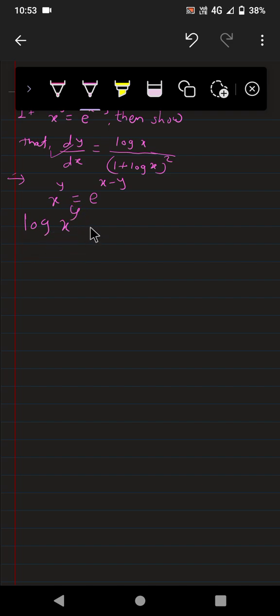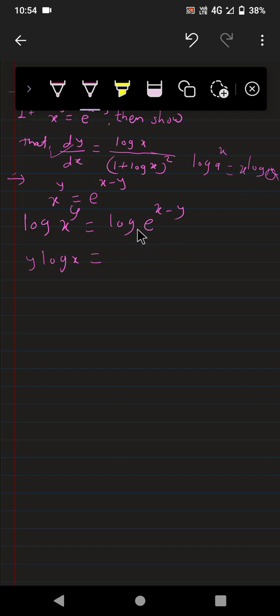So log of x raised to y is equal to log of e raised to x minus y, taking log on both sides. We know the rule: log of a to the power x is equal to x log a. So log of x raised to y is equal to y into log x.